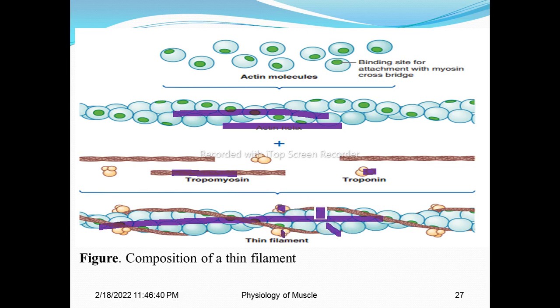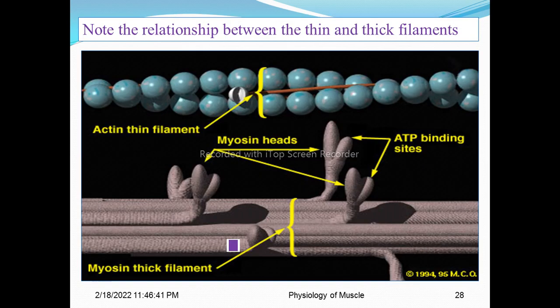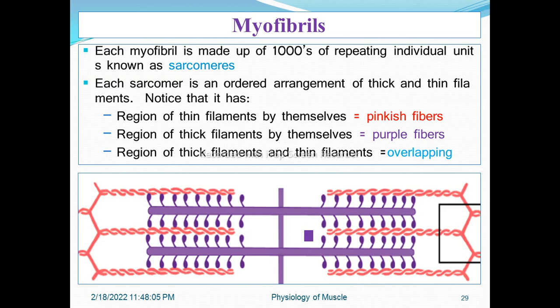This is troponin, this is tropomyosin. So in general, this is known as thin filament. As we mentioned, this is all our thick filaments. This is myosin 8, and this area is the ATP binding site. So this is thin filament, this is thick filament.